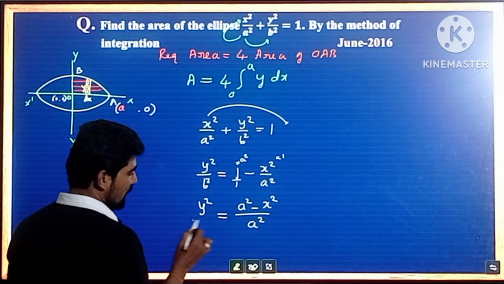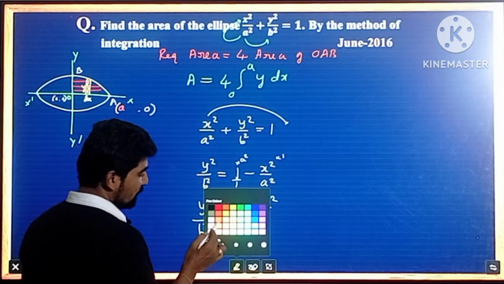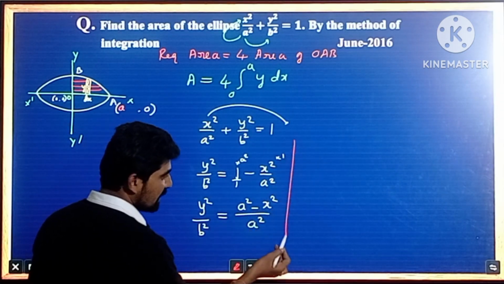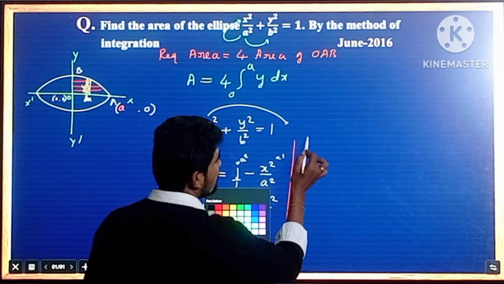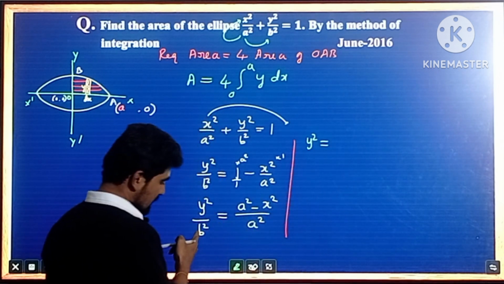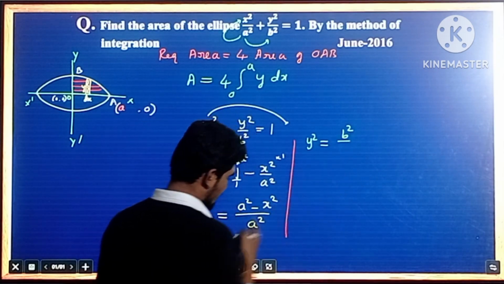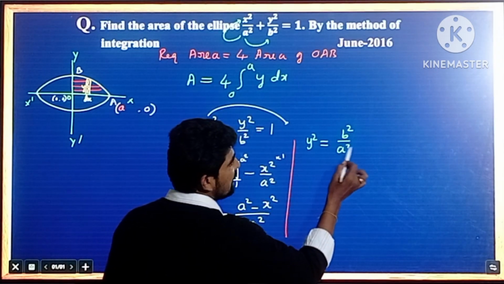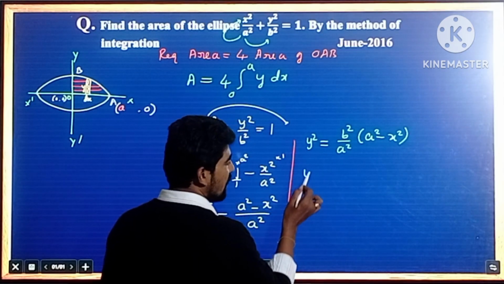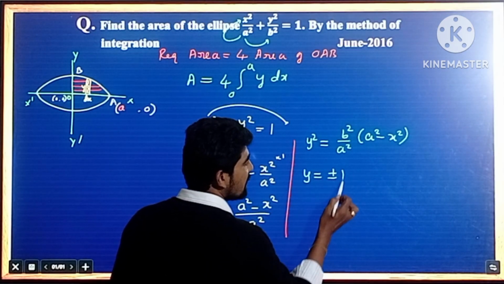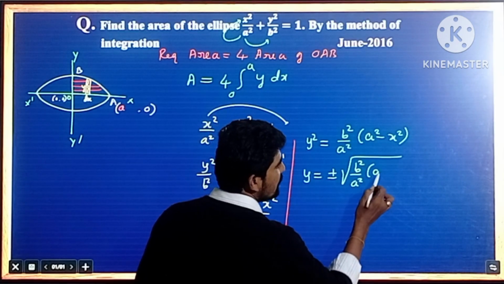Therefore the value of y square by b square is a square minus x square divided by a square. But we need the value of y. Therefore y square is equals to, shift this b square to the right side, it becomes b square divided by a square into a square minus x square. Therefore y is equals to plus minus square root of b square by a square into a square minus x square.